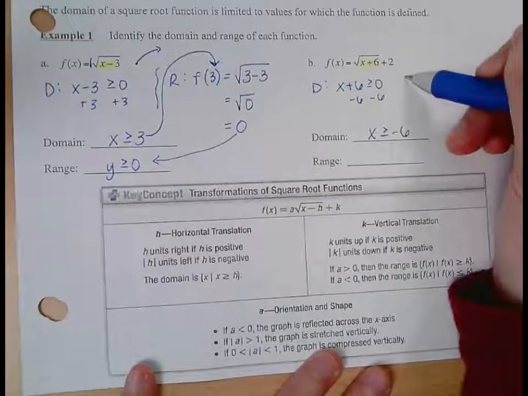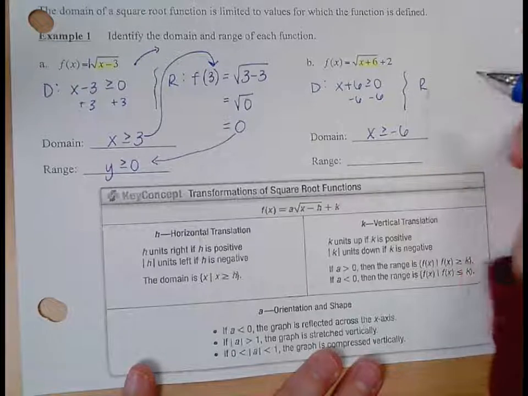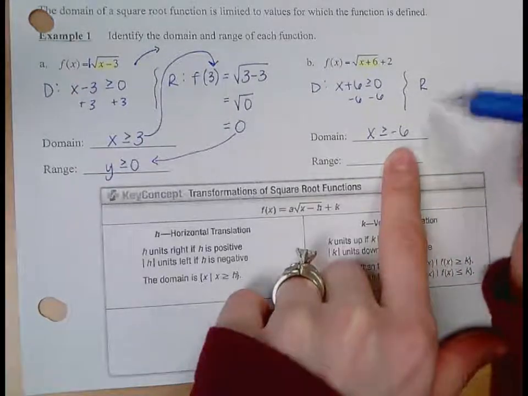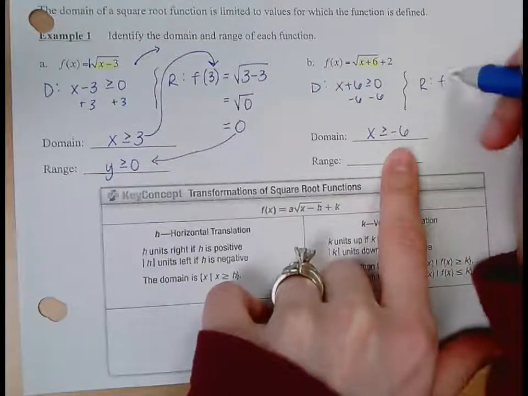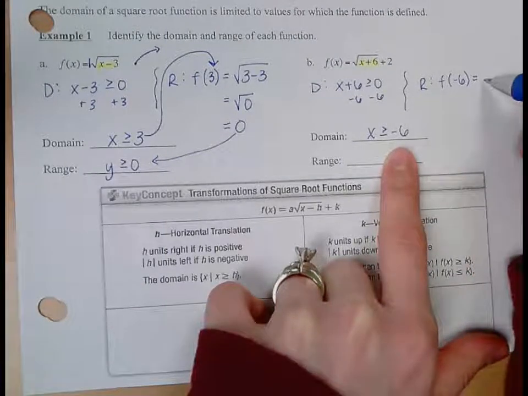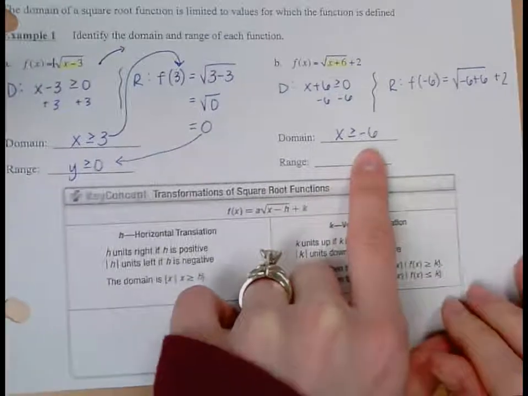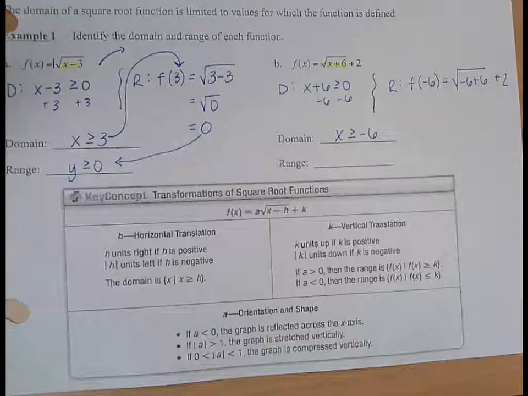And then I need to find the starting y value for the range. And I can find that by substituting the negative 6 back into the function. So finding f of negative 6, that would be the square root of negative 6 plus 6, and then the plus 2 is outside of the square root.